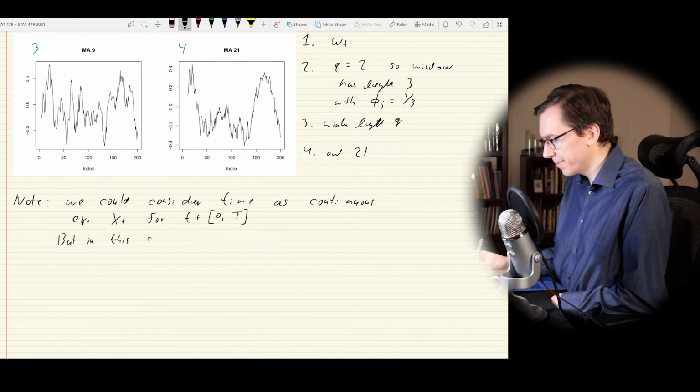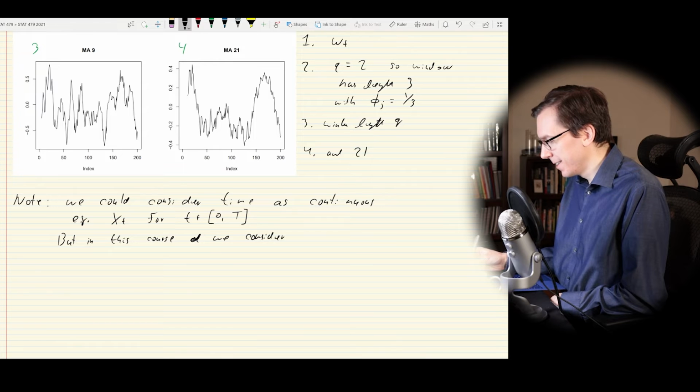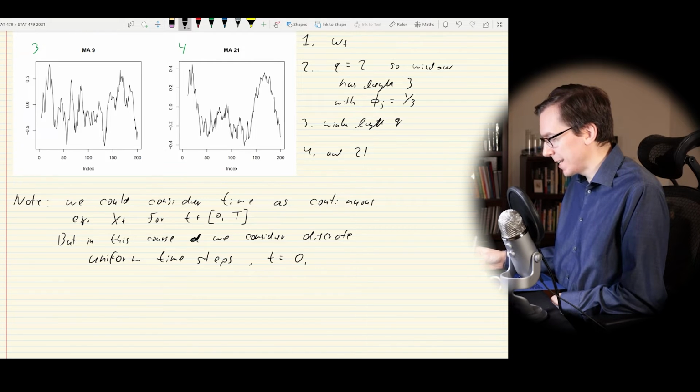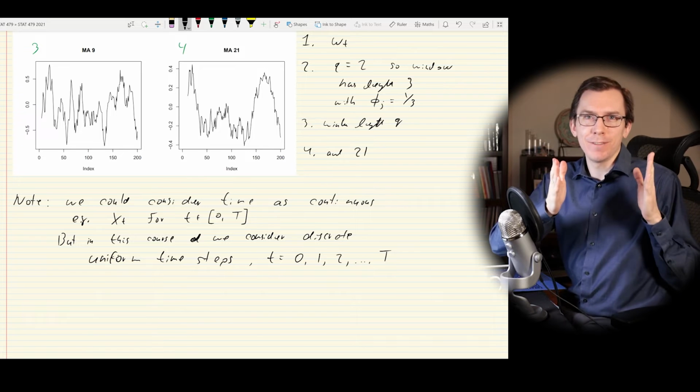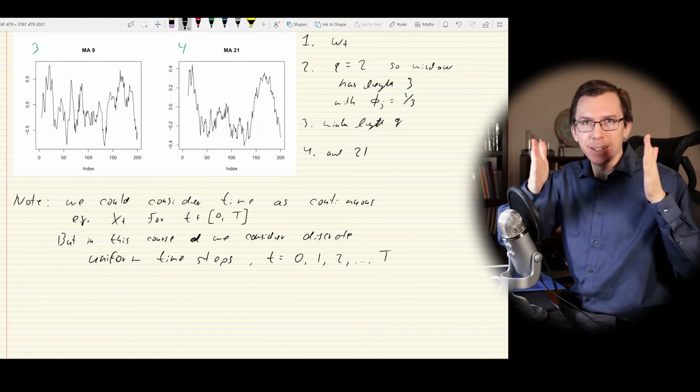But in this course, we're going to look at discrete time. I say we consider discrete and uniform time steps, because time series data can be quite messy. So in this case, we'll consider t is going to be 0, 1, 2, all the way up to some capital T. And we're going to assume that all of the observations are exactly the same unit of time apart.